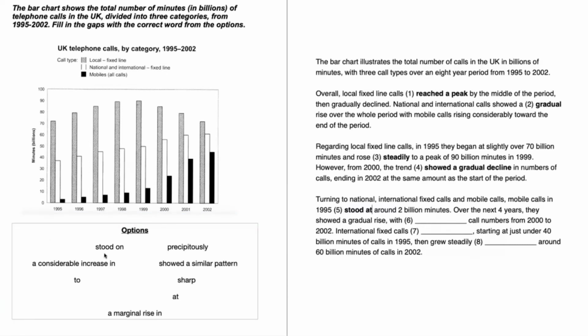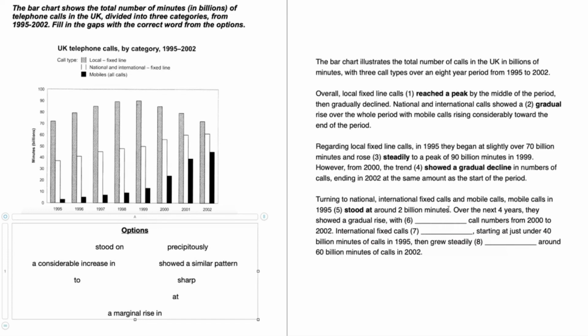If you used stood on, for example, that would be incorrect just because on is the incorrect preposition. Stood on would be a physical way to stand. So you are standing on the subway platform, for example. Stood at is the correct way to talk about data.